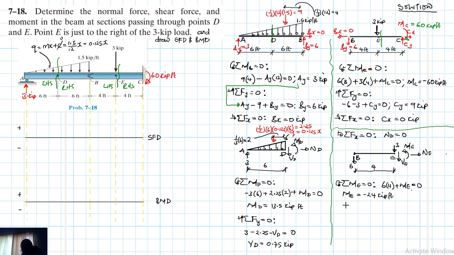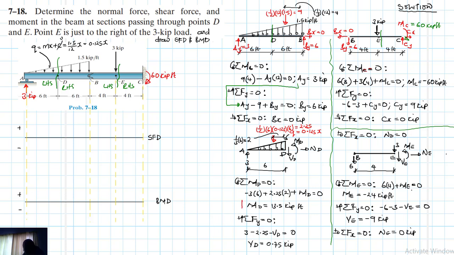And then we have summation of forces in the Y equal to 0. Going up in our reference, we have a minus 6, a minus 3, a minus VE equal to 0. Therefore, our VE is just going to be equal to minus 9 kips. Then we have summation of forces in the X equal to 0. We only have NE, which is just going to be equal to 0 kips.